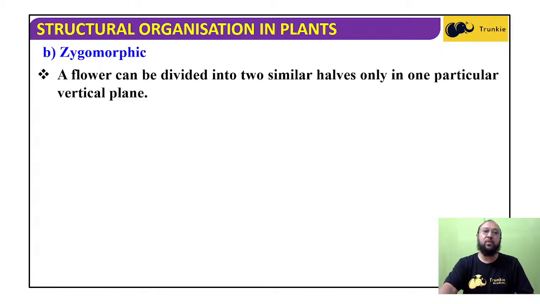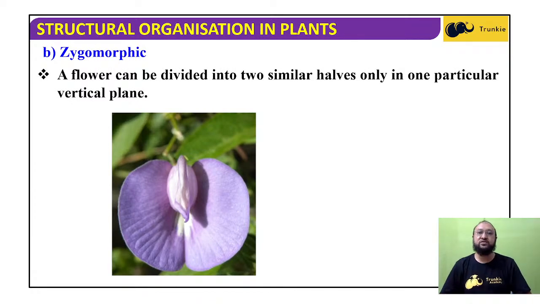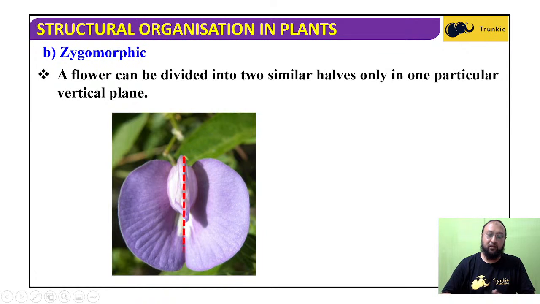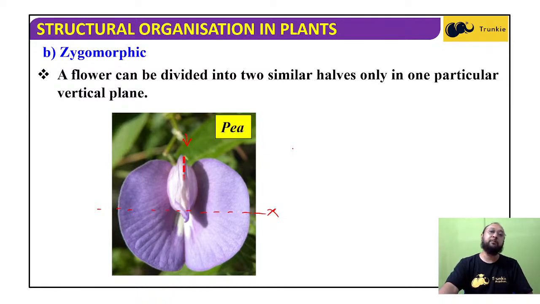Now in case of zygomorphic, a flower can be divided into two similar halves only in one particular vertical plane, and so it is zygomorphic. Here you can see. If you cut like this, it cannot be equal parts. If you cut like this, then it will not be in two equal halves. It is divided into two equal halves by cutting through this plane only. So this is called zygomorphic or bilateral symmetry. This is found in the pea plant.